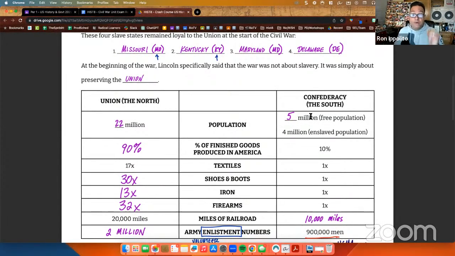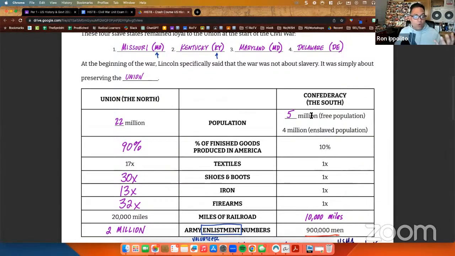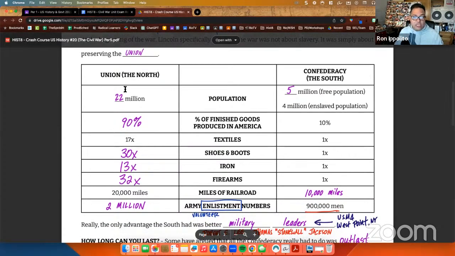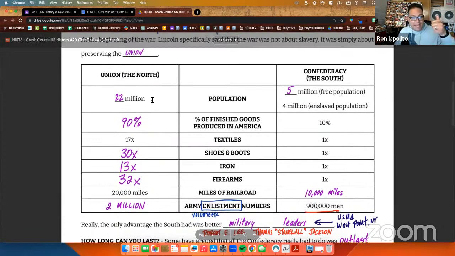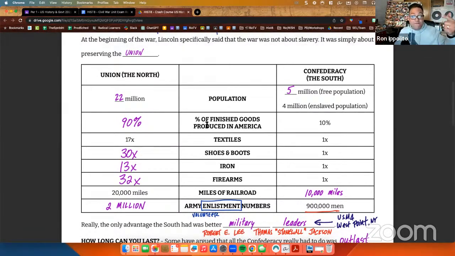So one of the questions on your test is going to, and I'm so glad that you're here to hear this because I'm going to be revealing little bits and pieces of questions from the test. One of the questions on the test is going to be about Union versus Confederate advantages. So what were the advantages? Well, you look at the numbers and they had a bigger population. They had more finished goods, right?